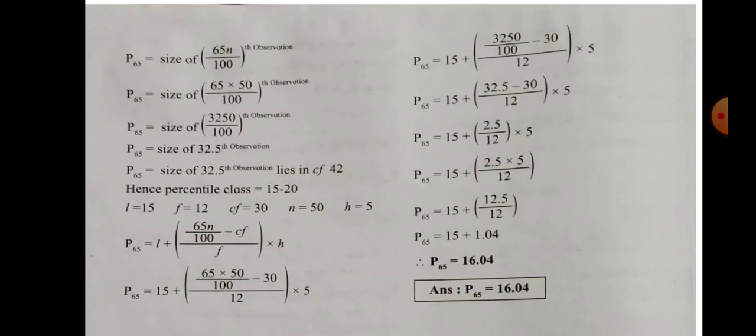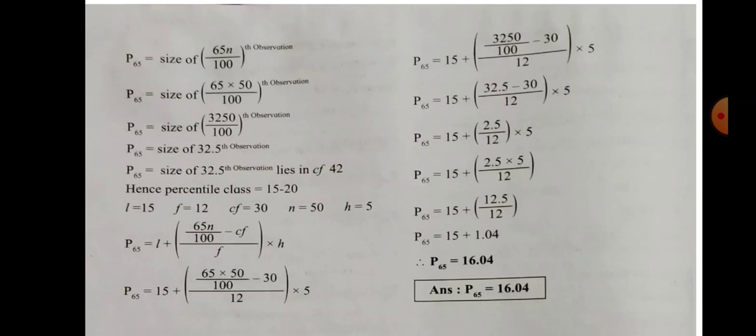Okay, now find L. What is the lower limit of the percentile class? That is 15. What is the frequency here? 12. What is the cumulative frequency? You have to take the cumulative frequency of the preceding class, that is 30. What is the total frequency? That is 50. And what is the class size? That is h equal to 5.